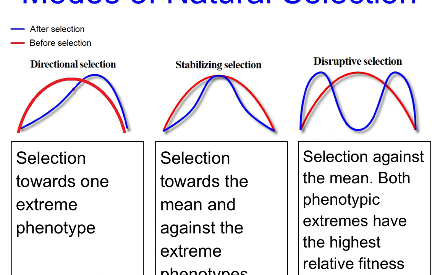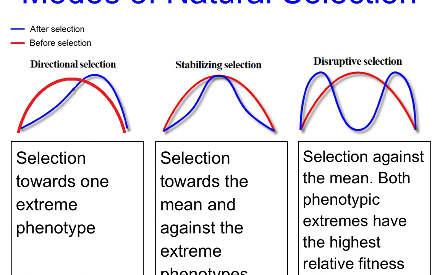If something is directional, then it's going to select towards one extreme of the phenotype, all right? And usually you'll see that illustrated more towards the right or towards the left, but it's just one. So our after selection on directional is moving towards one side of the population.